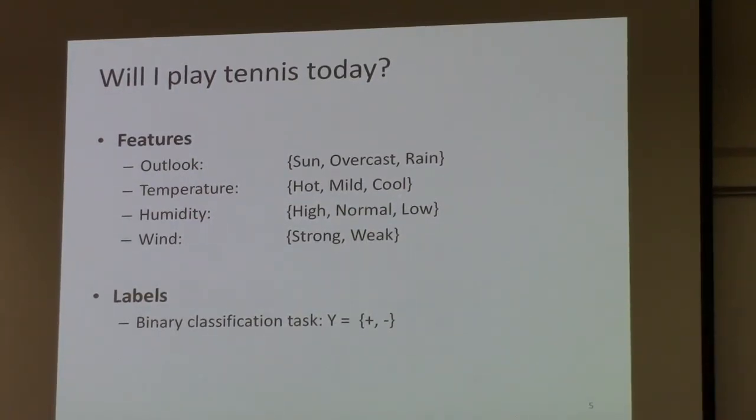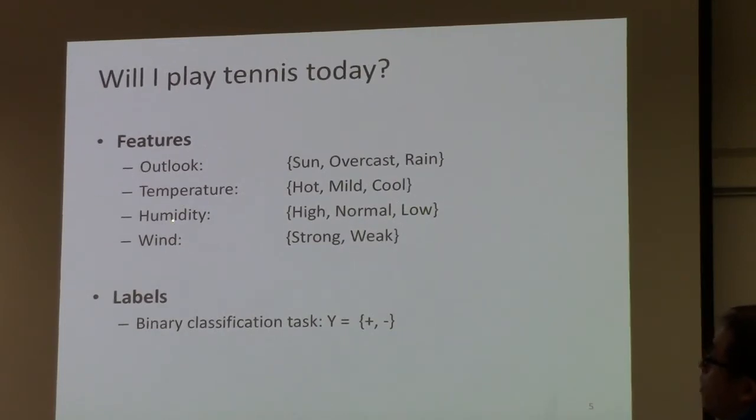The outlook could be sun, overcast, and rain. That means we have 3 feature values for the outlook. For temperature, we have 3 types: hot, mild, and cool. For humidity, we have 3 levels: high, normal, and low. And finally, for wind, we have 2 types: strong wind or weak wind. So given those 4 features, we want to predict a binary label.